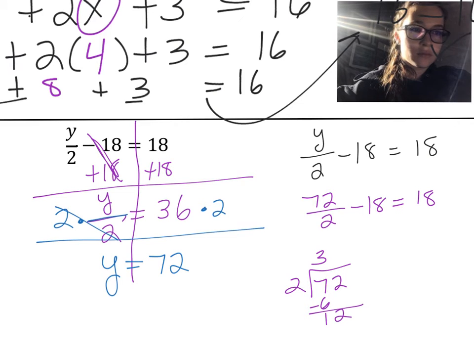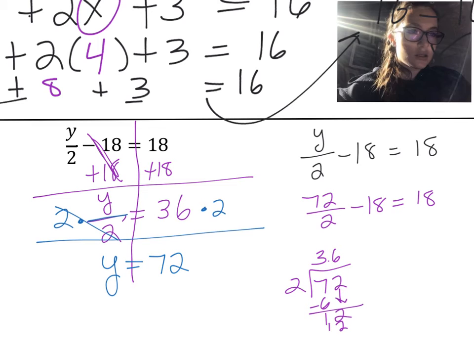Okay, so 2 goes into 7 3 times. 2 times 3 is 6. 7 minus 6 is 1. 2 goes into 12 6 times. 12 minus 12 is 0. So this is indeed 36.